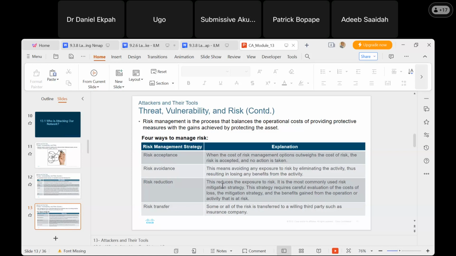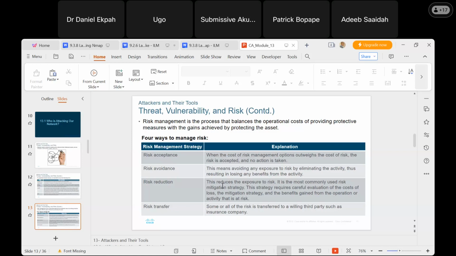Another is risk avoidance. This means avoiding any exposure to risk by eliminating the activity, thus resulting in losing any benefits from the activity. So we have risk reduction. In this case, it reduces the exposure to risk. It is the most commonly used risk mitigation strategy. You try to reduce it as minimal as possible.